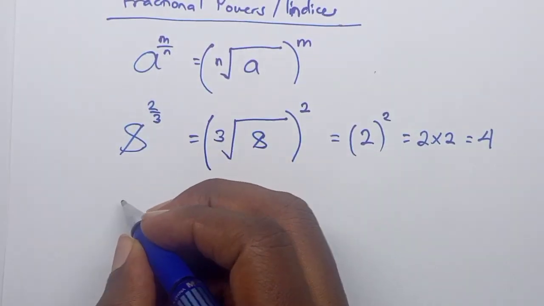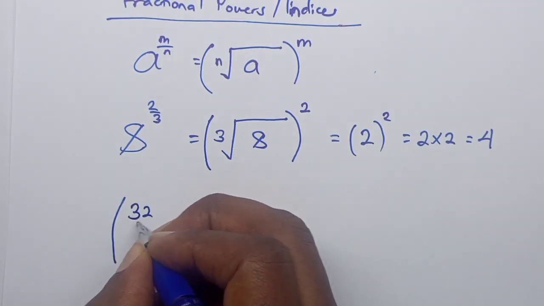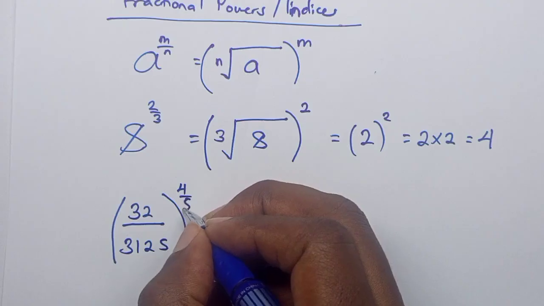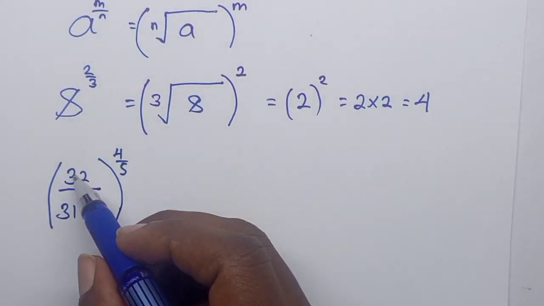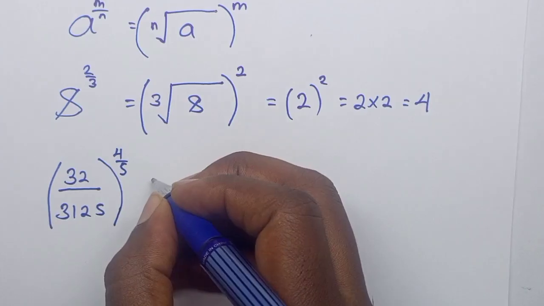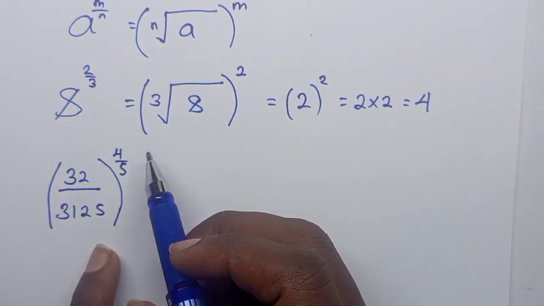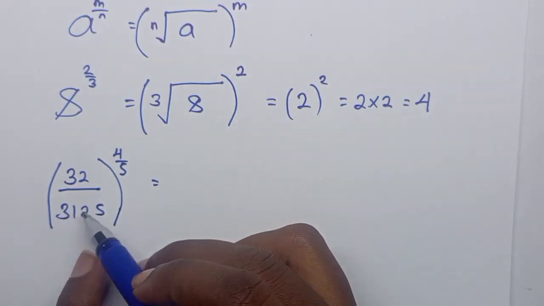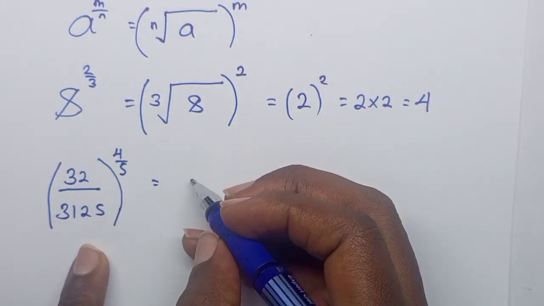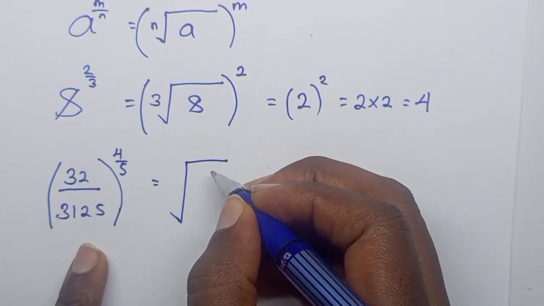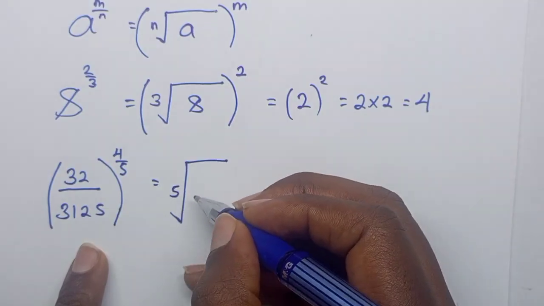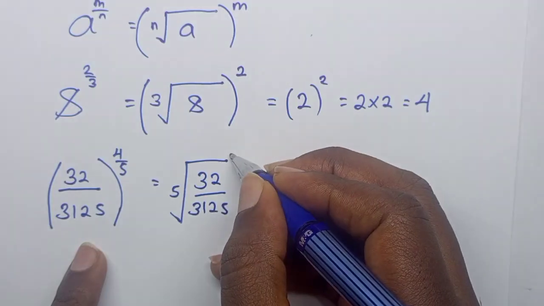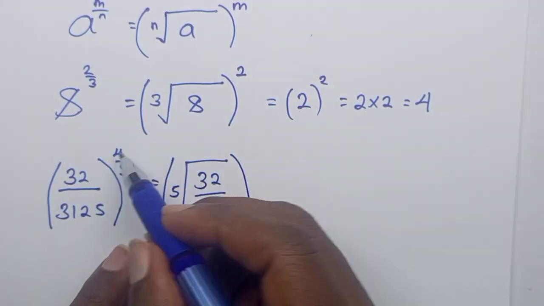So let's say you have a value like this one, 32 over 3125 to power 4 over 5. Now this is a fraction to power a fraction. So we said the denominator becomes the root of the base. In this case, the base is 32 over 3125. So it will be the fifth root of 32 over 3125, then to power the numerator of the fraction, which is 4.